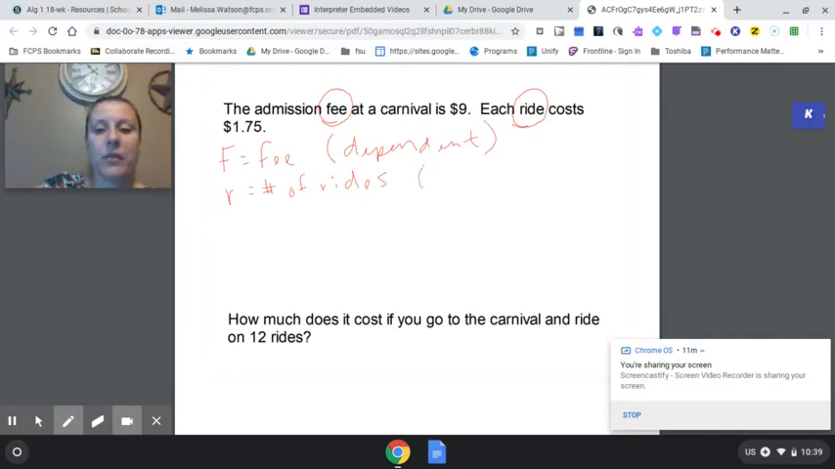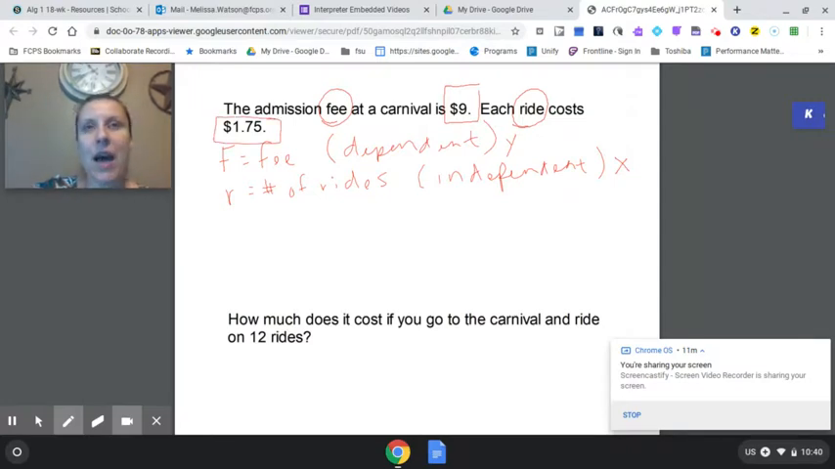And the number of rides is the independent variable. So if I wanted to use X and Y for my variables, the independent is always X and the dependent is always Y. But again, I'm using function notation for this one, so I'm going to stick with F and R. F is standing for fee and R is standing for the number of rides. We see that it's going to cost somebody $9 to get in, and they're spending $1.75 per ride.